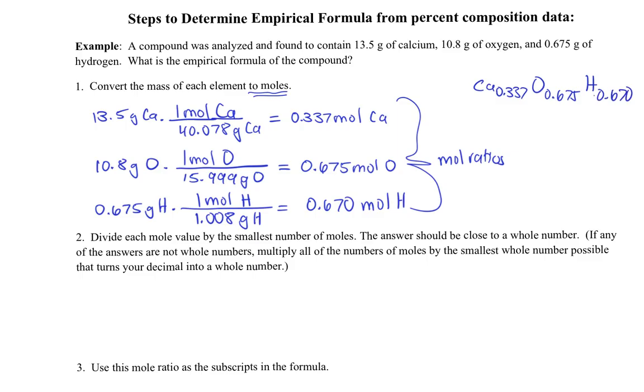0.670. But we do not write chemical formulas with decimal amounts of moles because the chemical formula must also represent atoms, and atoms do not come as partial things. So the chemical formula must also represent atoms and must be whole numbers.